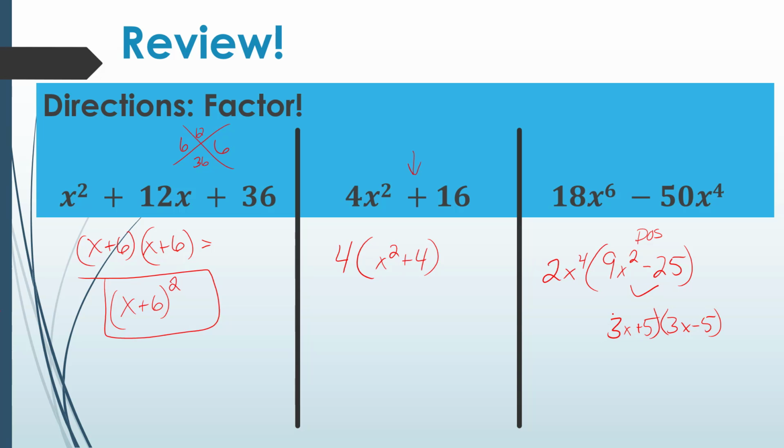We end up with our difference of squares solutions, and we need to remember to bring down our first factor. So 2x to the 4th. And so our 3 factors are 2x to the 4th, 3x plus 5, and 3x minus 5.